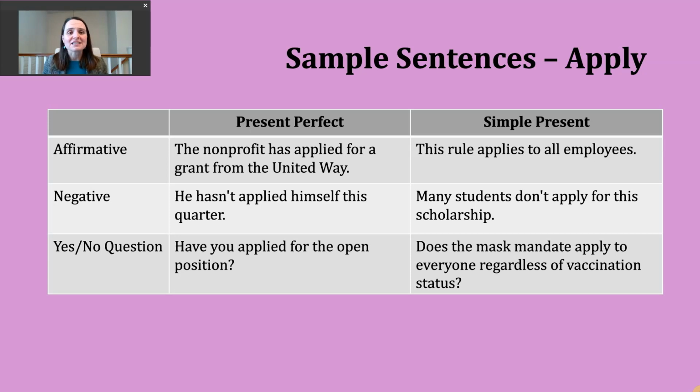Here's an example sentence. The nonprofit has applied for a grant from the United Way. Right? So this is indicating going through a formal process to request money in this case. That would be the usage here with grant. And we might be using the present perfect here because we don't know when that application was completed or was submitted. If I want to make a negative present perfect sentence, I need to insert not after have or has.